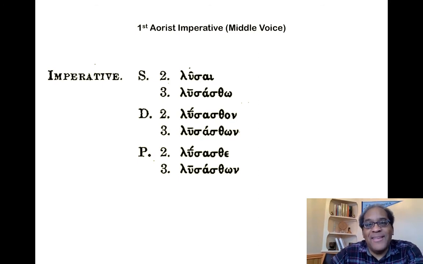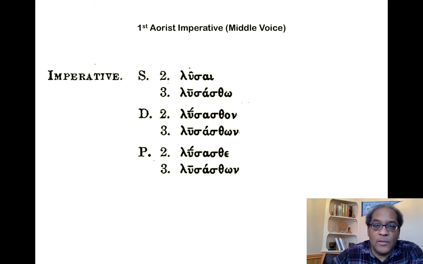So going forward, to look at the first aorist imperative in the middle voice, we see that this one throws you a real curveball, because λῦσαι, this second person singular middle imperative of the first aorist, is actually identical to the infinitive of the first aorist active. So that's a real curveball, and it's quite difficult to keep these straight, and you will be stopped in your tracks when you first see these on your own.